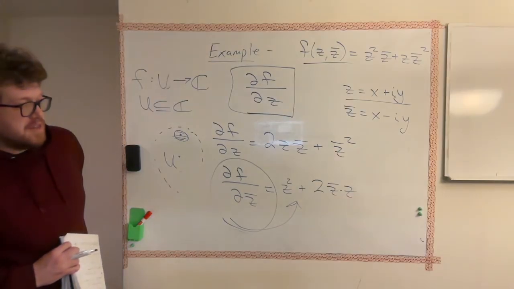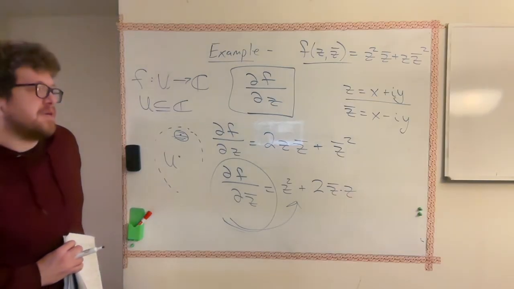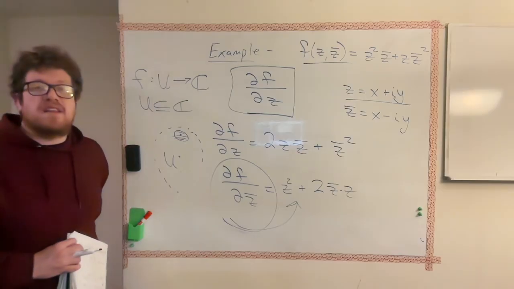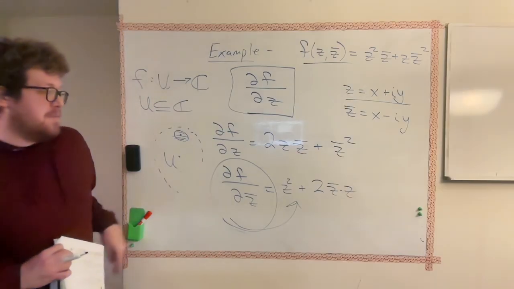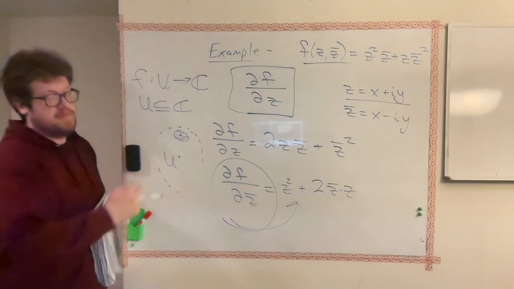Maybe it vanishes. It vanishes at 0, right? But that's not an open set. That's just a single point. We need it to be 0 on the entire open set U.